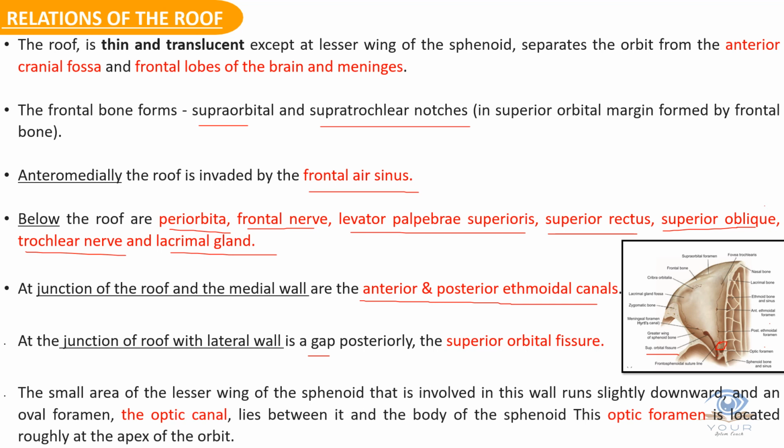The small area of lesser wing of sphenoid that is involved in this wall runs slightly downward, and an oval foramen, the optic canal, which is here, which opens as the optic foramen, is located roughly at the apex of the orbit, which lies between the lesser wing of sphenoid and the body of the sphenoid.